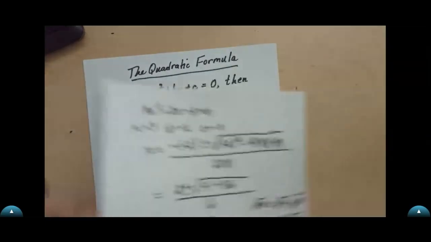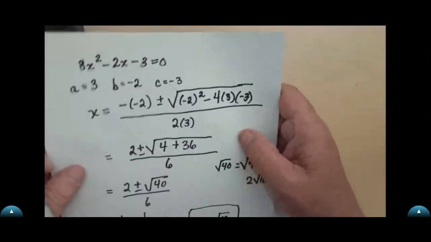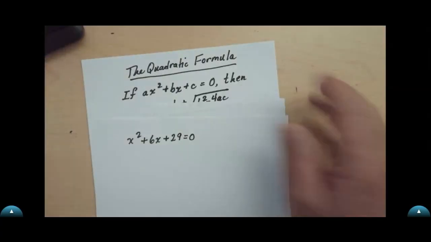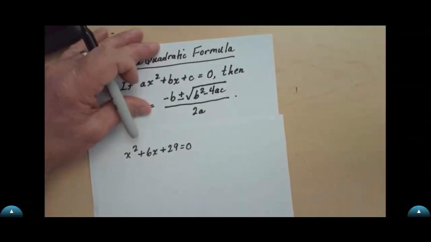Because those numbers are irrational numbers. They're kind of ugly numbers, but they solve that equation. We're going to get even weirder answers here, I think. So let's look at this one.